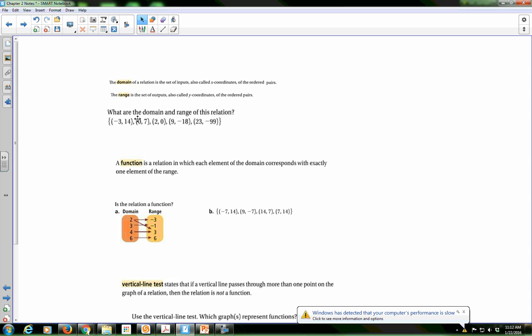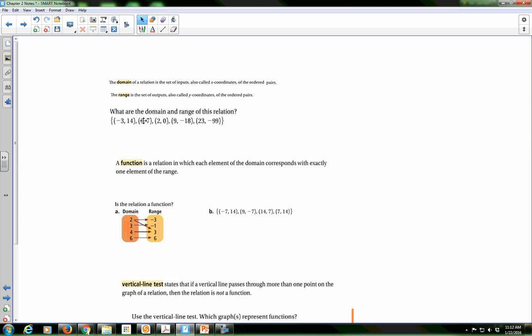So we look at an example problem, so go ahead and write the definition of domain and range in your notes. Go ahead and put a star next to the domain and a star next to the range, just to star those out. Write the sample question on your notes as well. What are the domain and range of this relation?